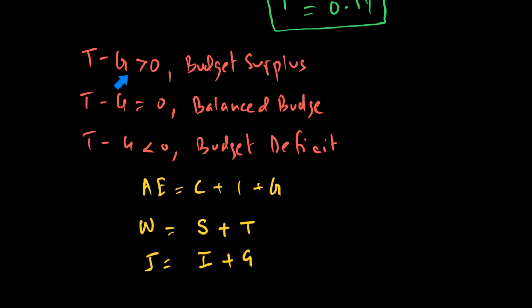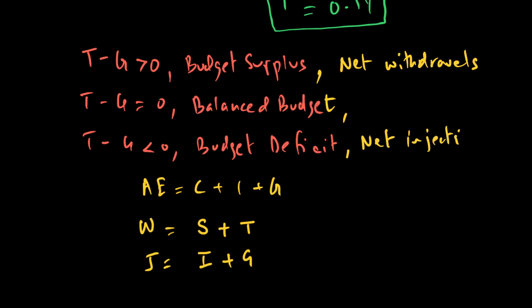And if T minus G is greater than 0, this means the government is earning a budget surplus, but there are more withdrawals happening than injections, and that's why sometimes T minus G greater than 0 is called budget surplus, but also called net withdrawals. So after taking into account the government expenditure, we are withdrawing more than injecting. Similarly, when we look at a balanced budget, there is no net withdrawal or injection happening. The budget is balanced. But when you have a budget deficit, we call it net injections. More money coming in than going out.